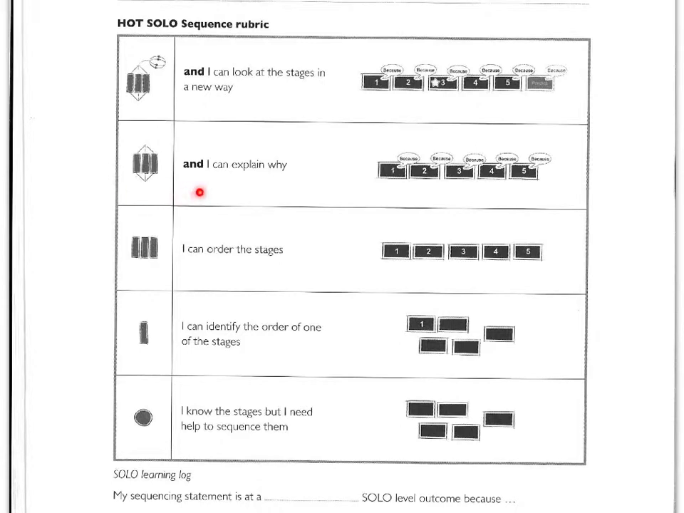The fourth one is I can order the stages and I can explain why they are there in that order, why they're the most important events. And the final one is I can look at the stages in a new way, i.e. I can make a prediction to finish and state why that's my prediction.